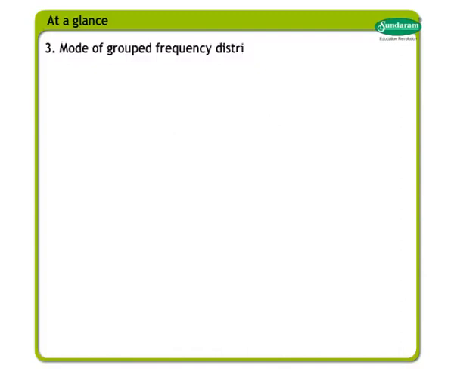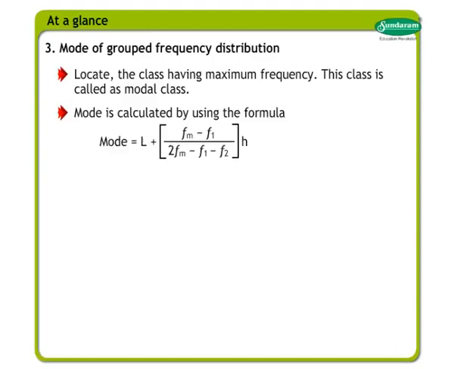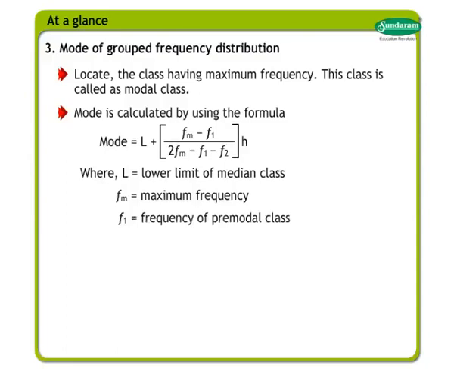Number 3. Mode of grouped frequency distribution. Locate the class having maximum frequency. This class is called the modal class. Mode is calculated using the formula mode is equal to l plus (fm minus f1 upon 2 fm minus f1 minus f2) into h, where l is equal to the lower limit of the modal class, fm is equal to the maximum frequency, f1 is equal to the frequency of the pre-modal class, f2 is equal to the frequency of the post-modal class, h is equal to the width of the modal class.